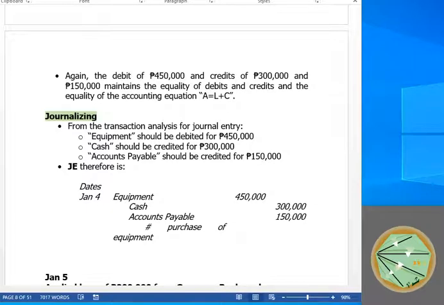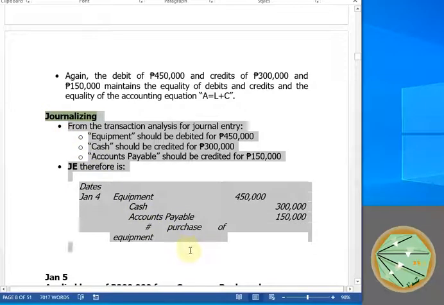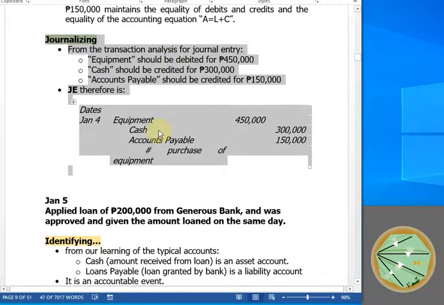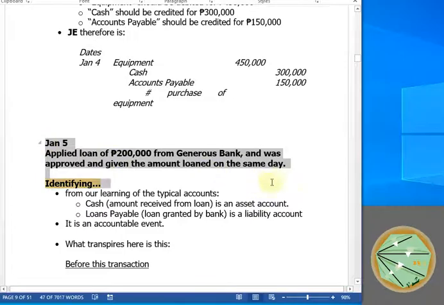Today we continue our discussion on journalizing, and this is where we left last time. The transaction was about the purchase of equipment. So we continue to the next transaction, and that is on January 5. On January 5, the company applied for a loan of 200,000 from Generous Bank and was approved and given the amount loaned on the same day.